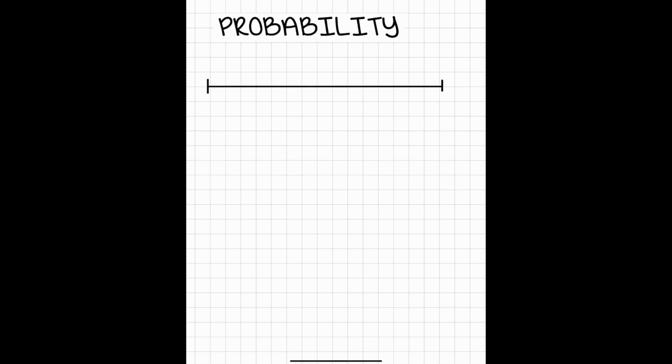Hi everyone. Today I'm going to be discussing probability with you. What I'm going to be working through is just the basics of probability. We're going to be talking about the probability scale as well as the correct notation for probability.